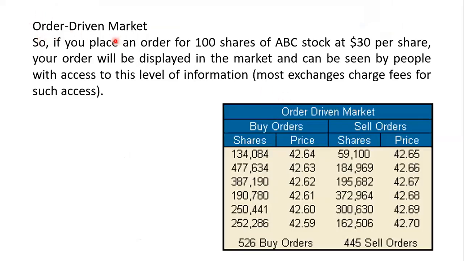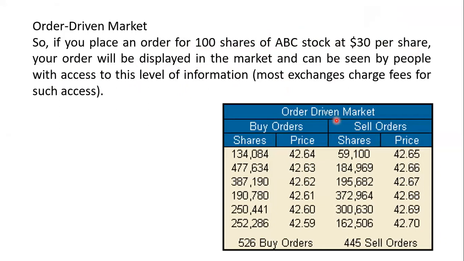Here the order driven markets. So if you place an order for 100 shares of ABC stock at 30 rupees per share, right? So you have an order for ABC company stock. How many stock you want? 100 shares. At what price? 30 rupees. So your order will be displayed in the market and can be seen by people with access to this level of information. So most exchanges charge fees for such transaction.